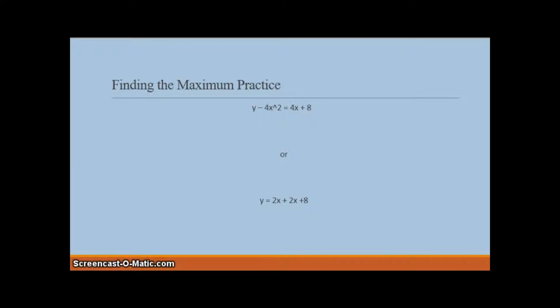Alright, now I want you to pause the video and practice this problem, seeing which equation has the higher maximum value.